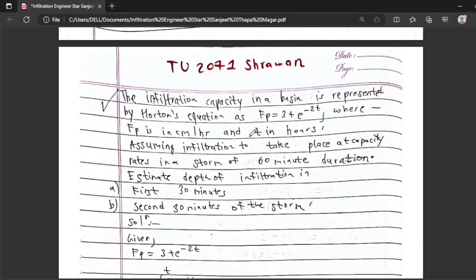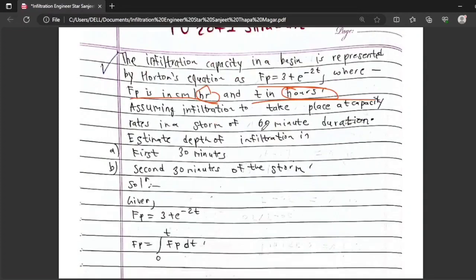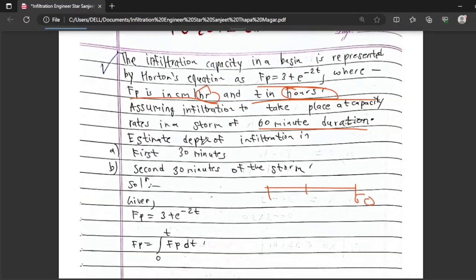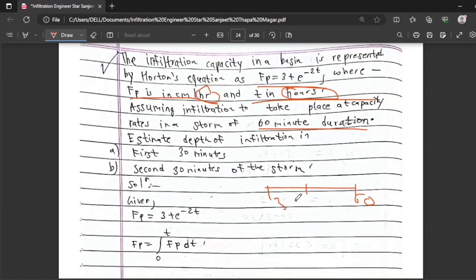This question was asked in Tribhuvan University 2071 Shravan. The infiltration capacity in a basin is represented by the Horton equation, where Fp is in centimeter per hour and t is in hour. So this and this matches. Assuming infiltration takes place at capacity in a storm of 60 minute duration, first 30 and second 30, we have to estimate the depth of infiltration in the first 30 and second 30 minutes of the storm.